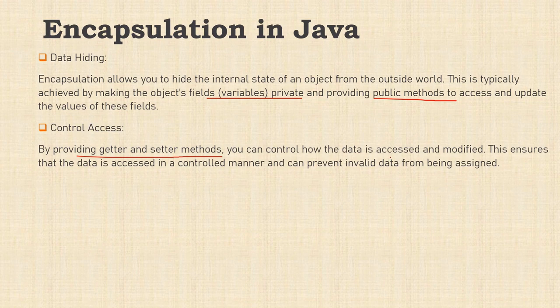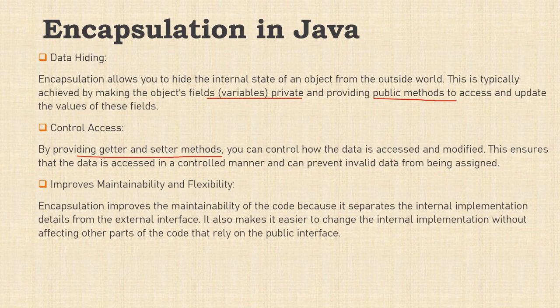It ensures that the data is accessed in a controlled manner and can prevent invalid data from being assigned. Okay, so just now we have discussed the getter and setter methods, and improves maintainability and flexibility. Encapsulation improves the maintainability of the code because it separates the internal implementation details from the external interface. It also makes it easier to change the internal implementation without affecting other parts of code that rely on your public interface.